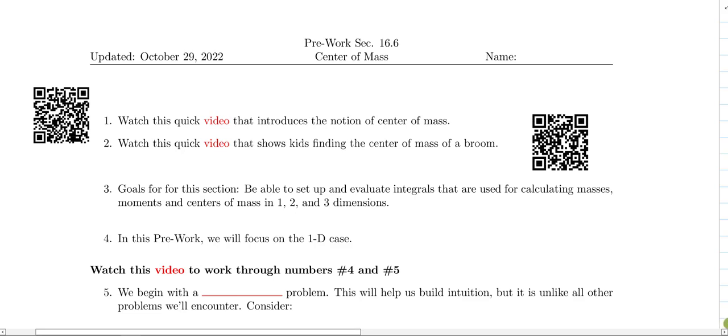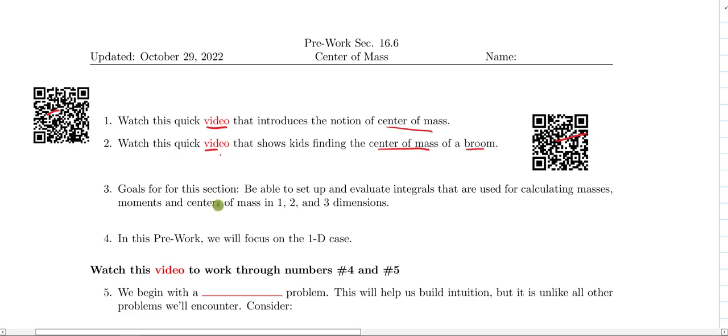So folks, in this video what we want to do is build our understanding of center of mass. The first thing you'll need to do is make sure that you watch this video right here, which introduces the idea of center of mass. And then the second video here, which shows an interesting problem of finding the center of mass of a broom handle. So click that link or that link there to see that. If you haven't done this, please pause or stop this video and go watch those two prior.